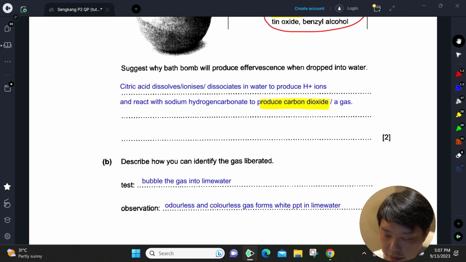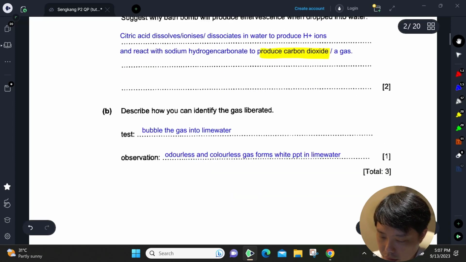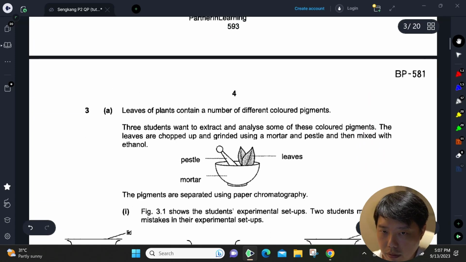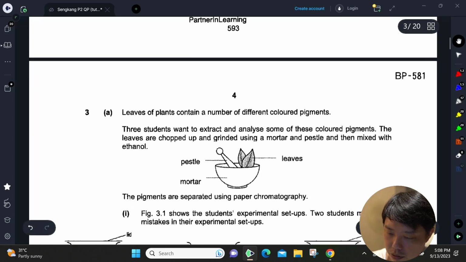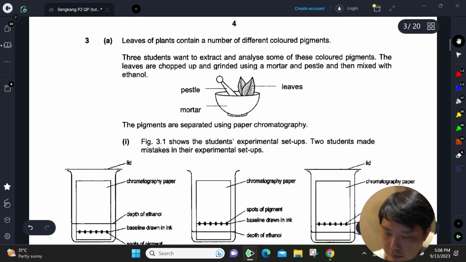Describe how you can identify the gas liberated. So this is testing on your QA, right? You need to bubble the CO2 into lime water, or calcium hydroxide. You will see a white ppt form in the lime water. All right, so that's it for question 2. Very short one. Let's go on to question 3.